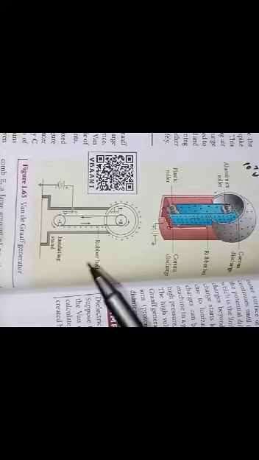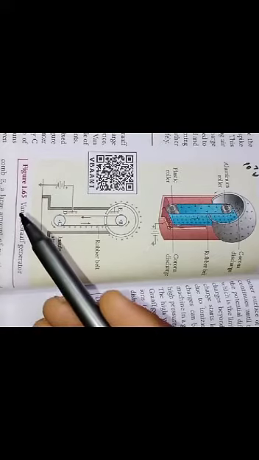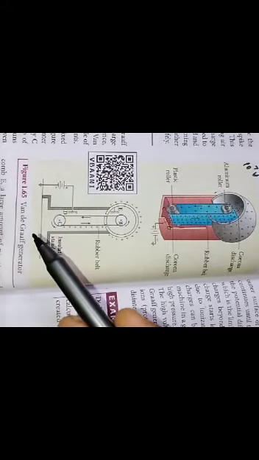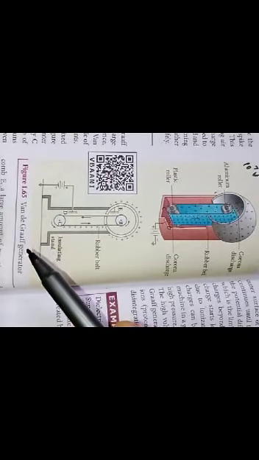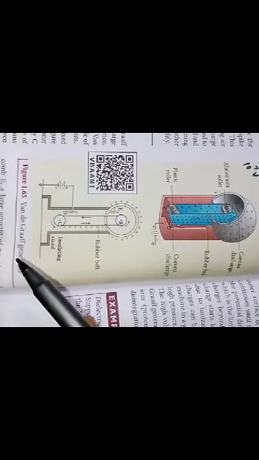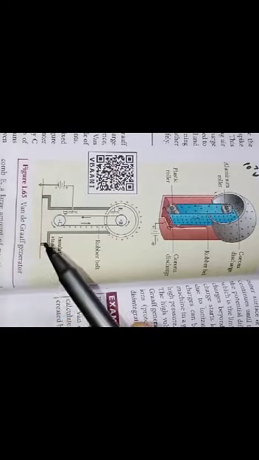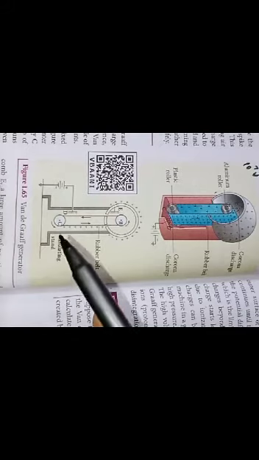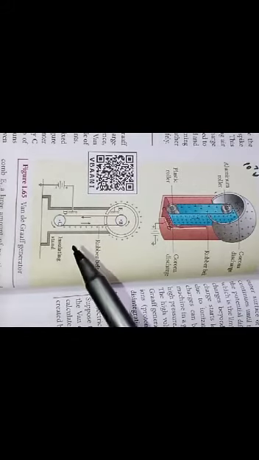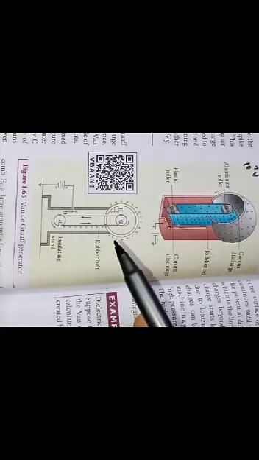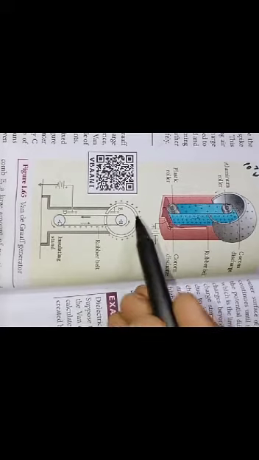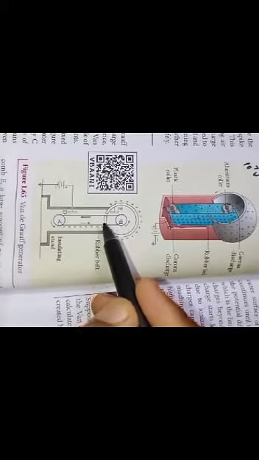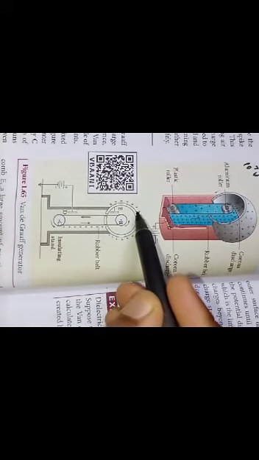This Van de Graaff generator was designed by the scientist Van de Graaff, so it is named the Van de Graaff generator. Generator means it is used to produce electrical energy. Here it is used to produce a large amount of electrostatic potential in the order of 10 power 7 volt. It consists of a metal hollow spherical conductor.